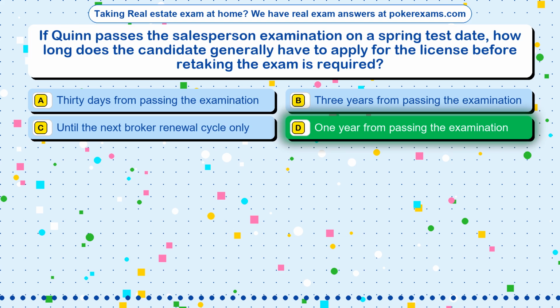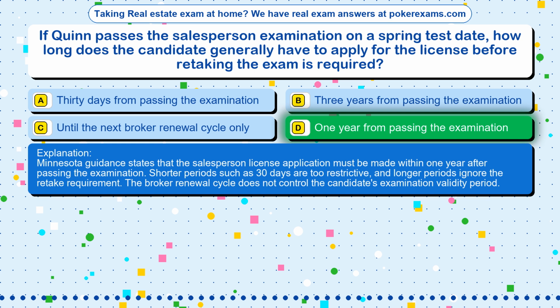The correct answer is option D, 1 year from passing the examination. Minnesota guidance states that the salesperson license application must be made within 1 year after passing the examination. Shorter periods such as 30 days are too restrictive, and longer periods ignore the retake requirement. The broker renewal cycle does not control the candidate's examination validity period.